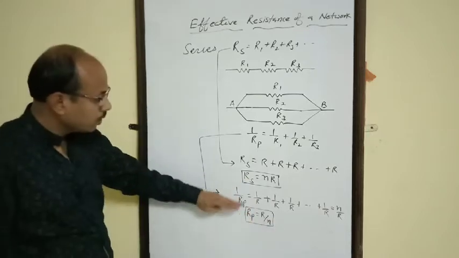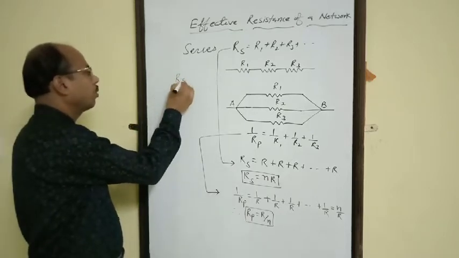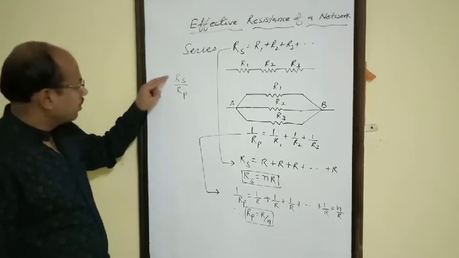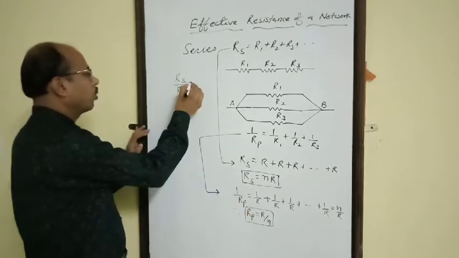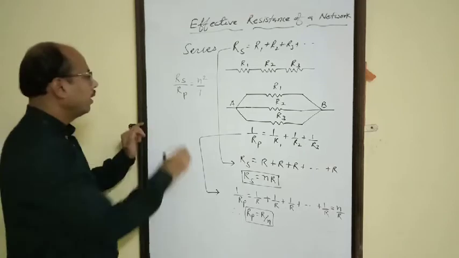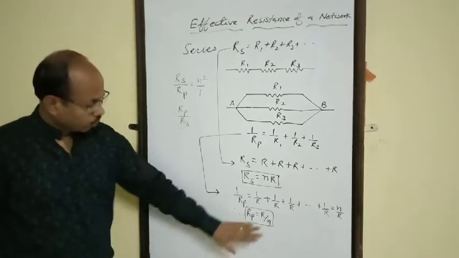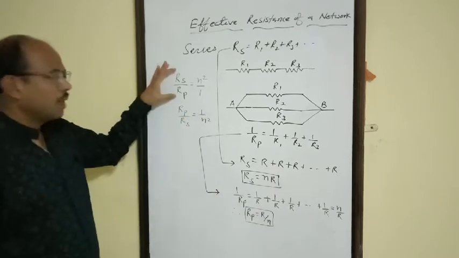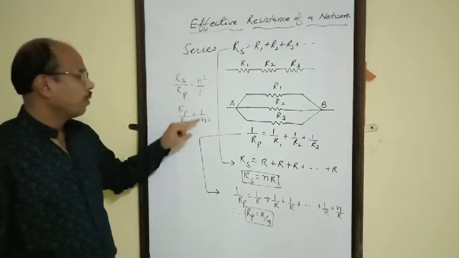So by using these two formulae we can also write two important questions. First, what is the ratio of Rs to Rp? It means series resistors to parallel resistors. By solving this, the ratio comes out to be N square to 1. And similarly, if the question asks what is Rp by Rs, we can divide and get 1 by N square. So this is Rs by Rp, N square ratio 1. This is Rp by Rs, 1 by N square.